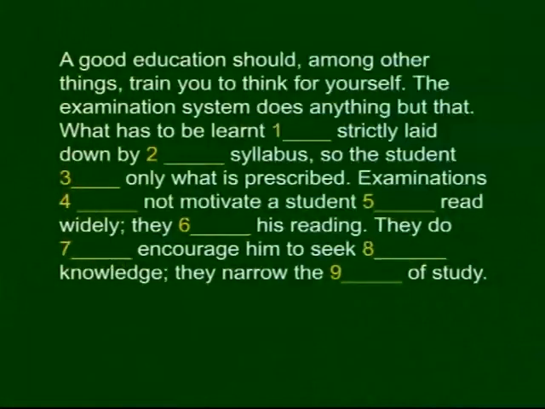The next sentence, they do, and they is referring to exams. They do encourage him to seek knowledge. They narrow the dash of study. So the passage is talking about the examination system, in what way it discourages students from reading. So you will have to use the word they do not encourage him, because the earlier sentence was in the negative. So this one also will be in the negative.